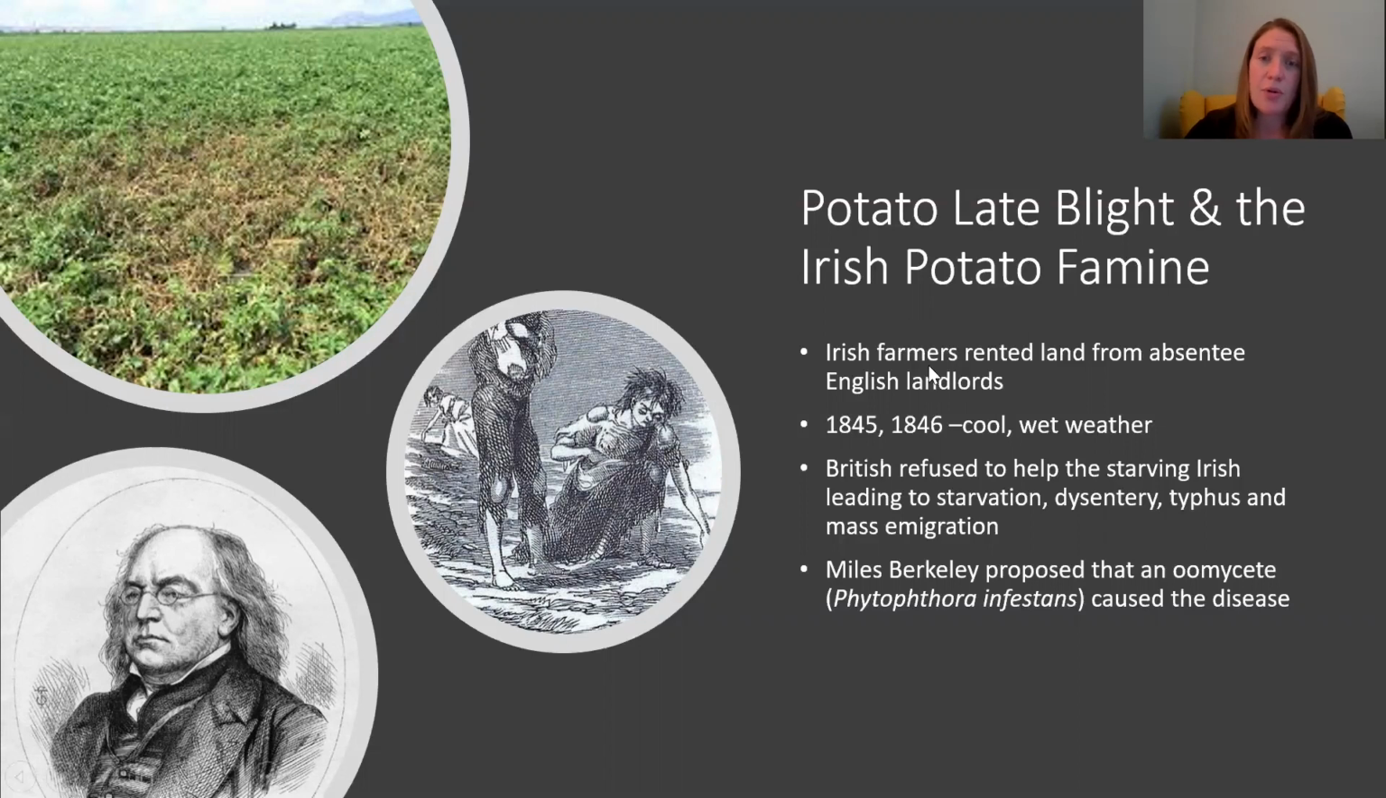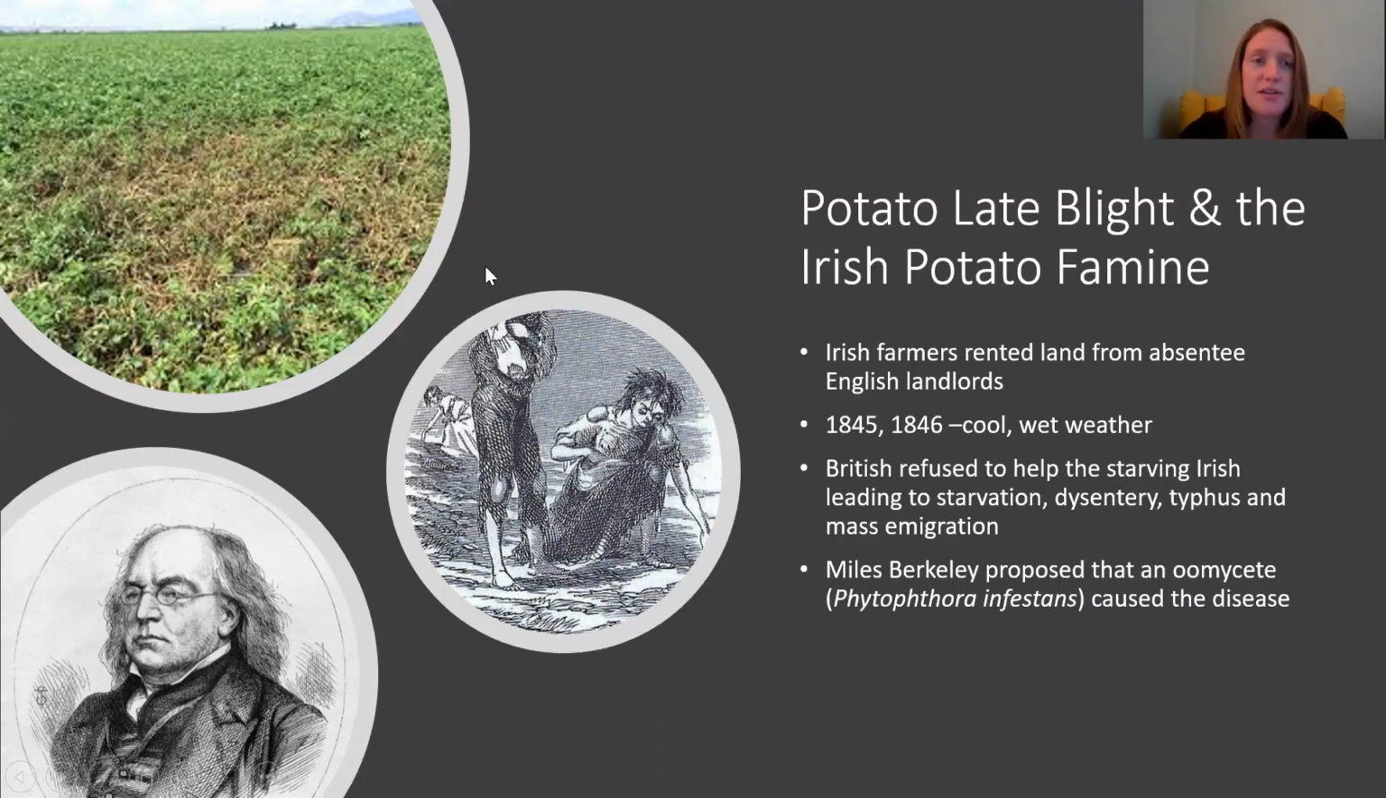And they're quite poor because they rented land from absentee English landlords. They could also get a lot of the nutrients they needed from potato, like vitamin C. So as a result, they were very dependent on it. They grew monocultures, and it just so happened that a pathogen, an oomycete called Phytophthora infestans, happened to be in the area at a time when the environment was conducive for that particular pathogen to take hold.